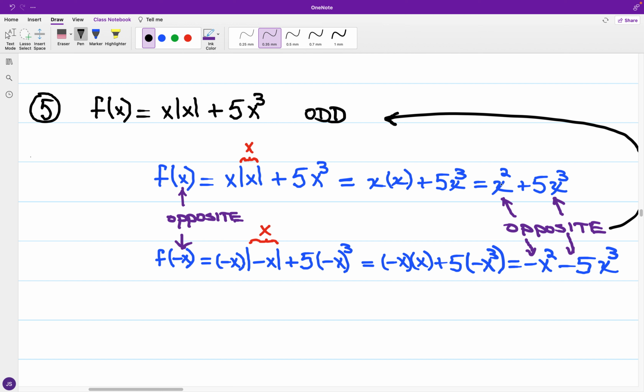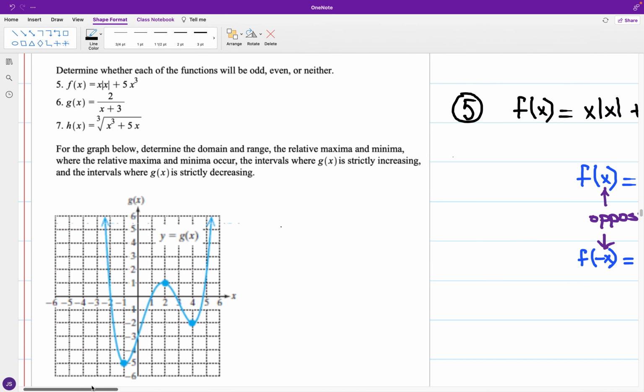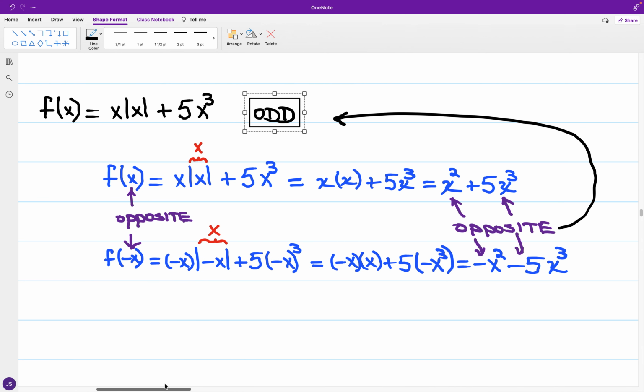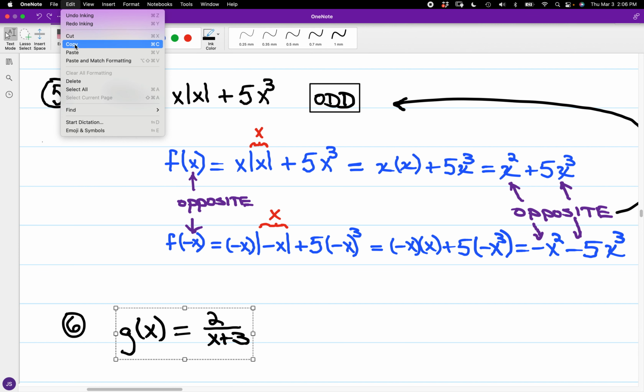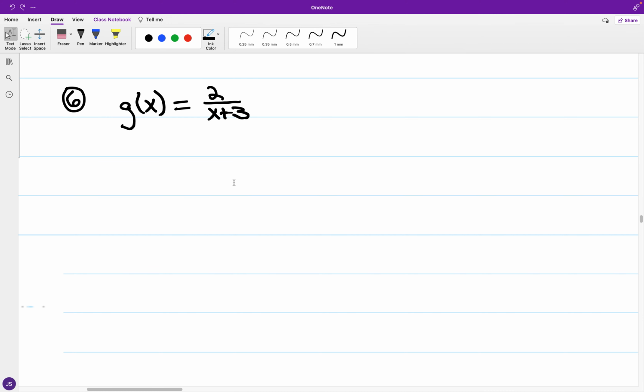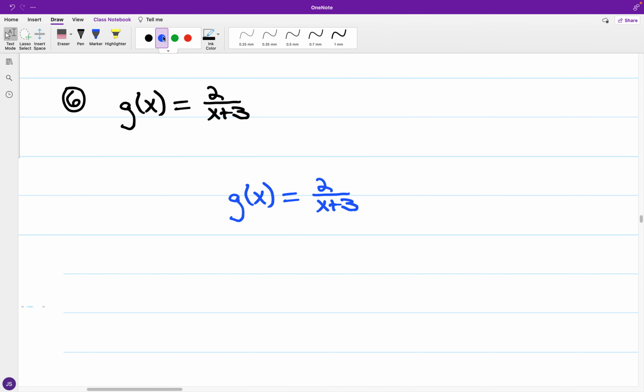Again, had we had the same output throughout, we would have had an even function instead. Now, for what we have in the case of number 6, we have a function g of x equal to 2 over x plus 3. Looking at how g of x is going to compare with g of negative x, you have g of x is equal to 2 over x plus 3.